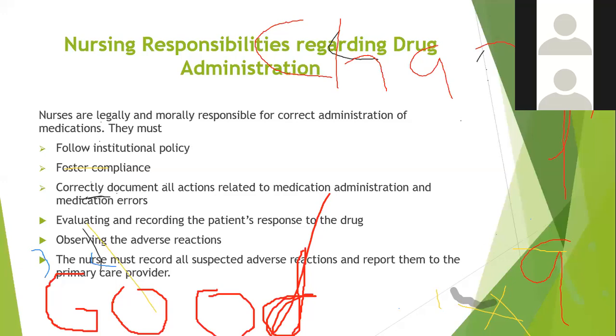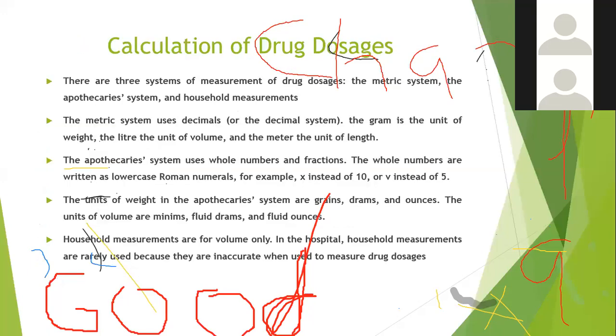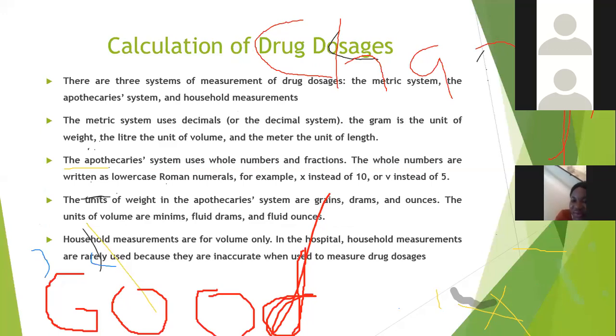And as a nurse, you must record all suspected adverse reactions and report them to the primary care provider, which is usually, in most cases, the medical team. And that will take us to calculation of drug dosages. What do I mean by calculation of drug dosages?